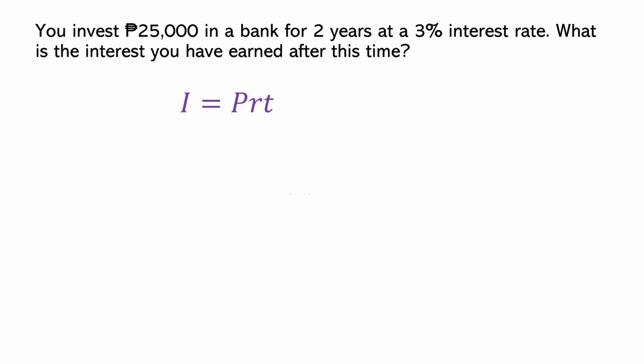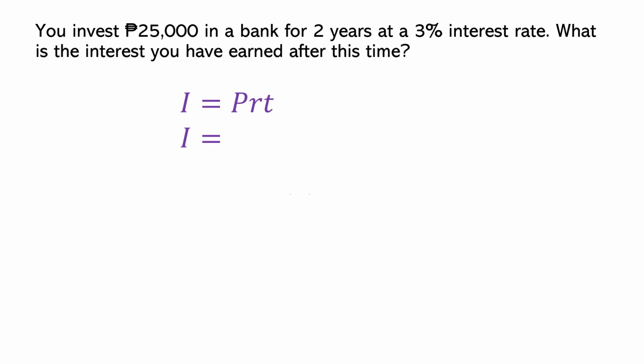Now, we're going to replace each of these with the given. So the principal amount is 25,000. It's in the problem that you invested 25,000 for 2 years with the interest of 3%. In simple interest, it is an annual interest without compound. It's not compounded, just simply an increase of 3% every year.